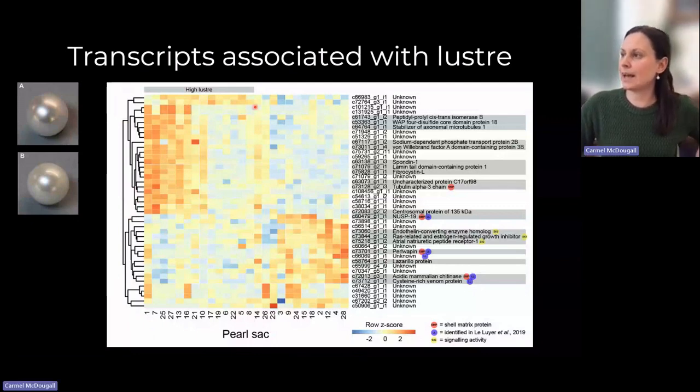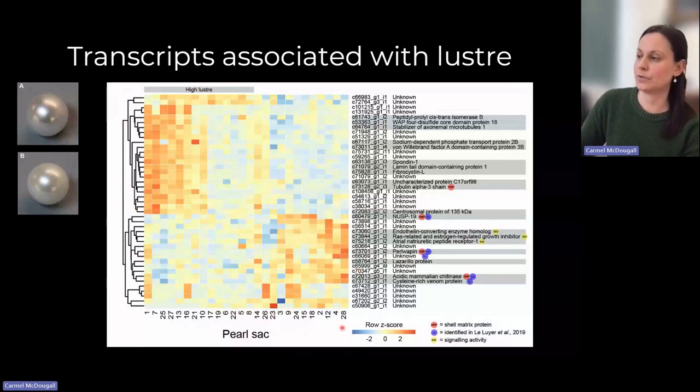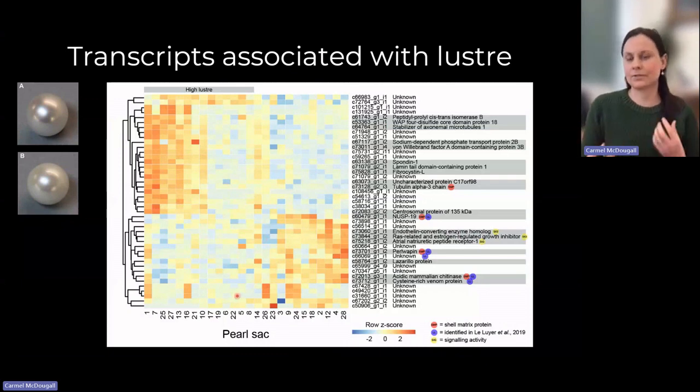Okay, and so the pearls that had high luster, so the nice shiny ones, are grouped over on the left-hand side of this chart, and those that had duller luster were on the right-hand side. And I hope you can see that we've got more red colors for these genes in the high luster pearls, whereas we've got more blue colors here. And that's an indication of the level of gene expression. So these genes tended to be more highly expressed in higher luster pearls, whereas these genes were more lowly expressed.